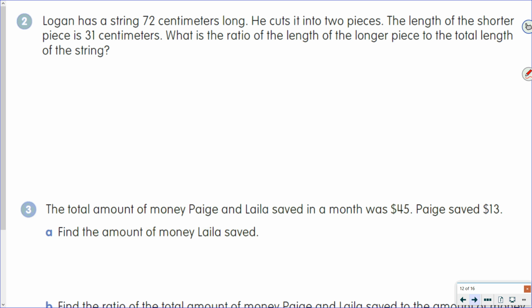Logan has a string 72 centimeters long. He cuts it into two pieces. The length of the shorter piece is 31 centimeters. We want the ratio of the length of the longer piece to the total. Well, if the string was 72 centimeters and he cuts into two pieces and the shorter piece is 31, that means the longer piece is 41. And we're comparing that to the total length, so it'd be 41 to 72.